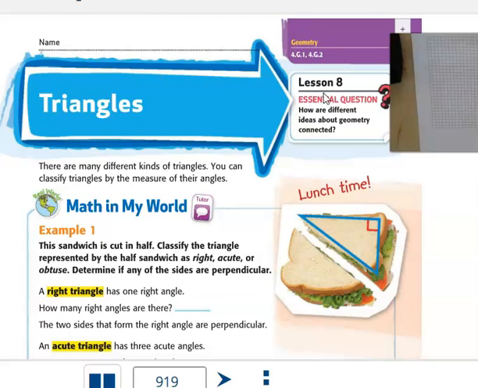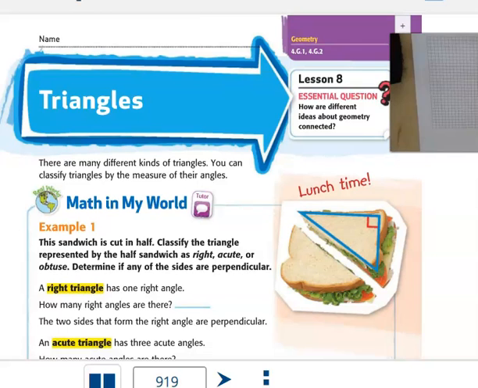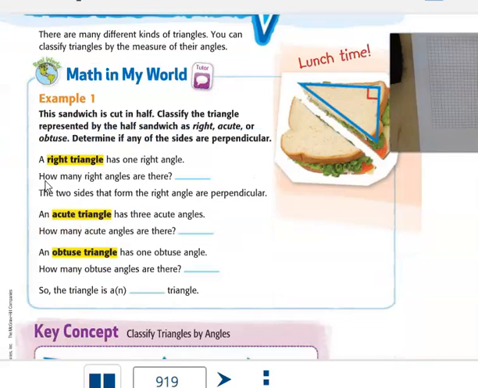Chapter 14, Lesson 8. I am on page 900. There are many different kinds of triangles. You can classify triangles by measure of their angles. So here we have a box with the definition of the triangles.